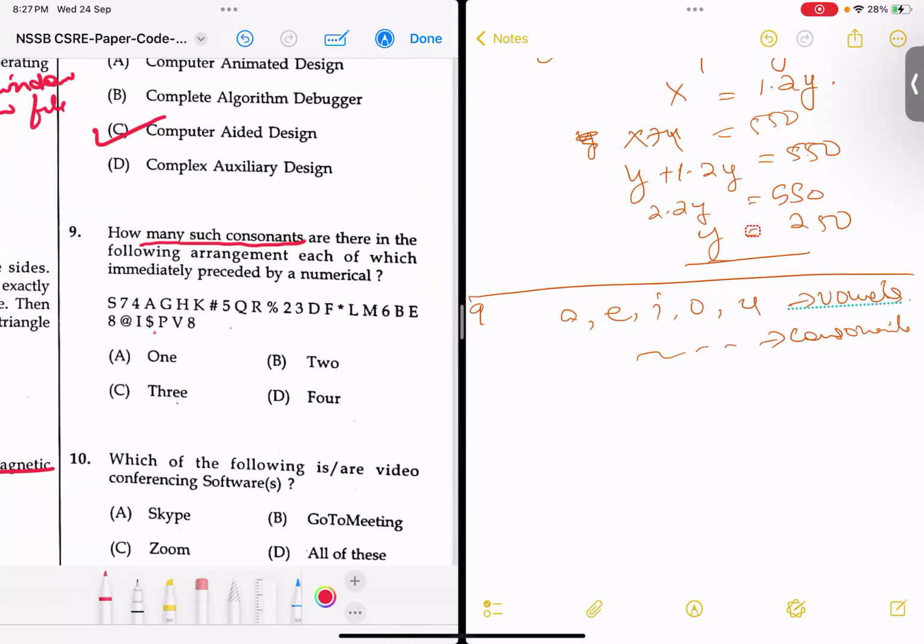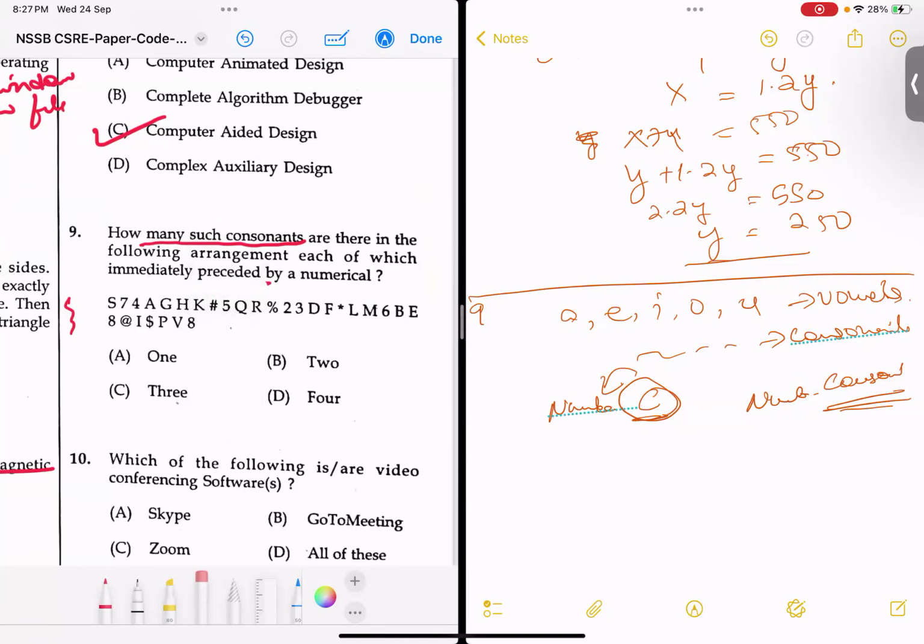So we have to find how many consonants in this arrangement are each immediately preceded by a numerical, which means just before that consonant there should be a number. So there should be a number and then a consonant. We have to search how many such consonants there are, since the word preceded is used.